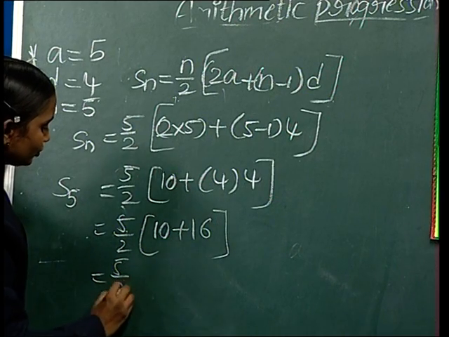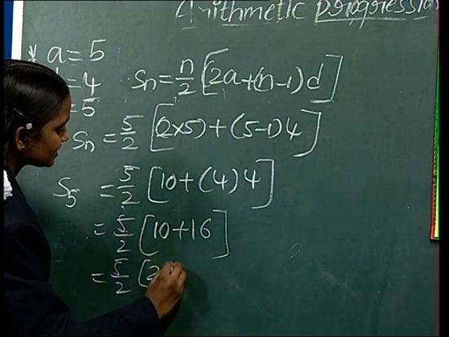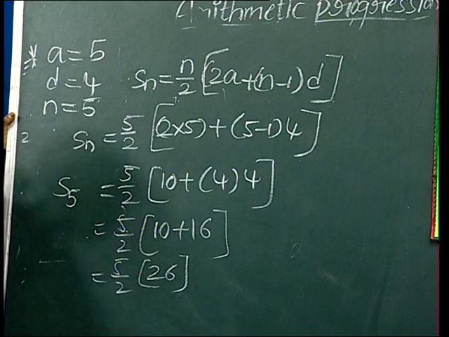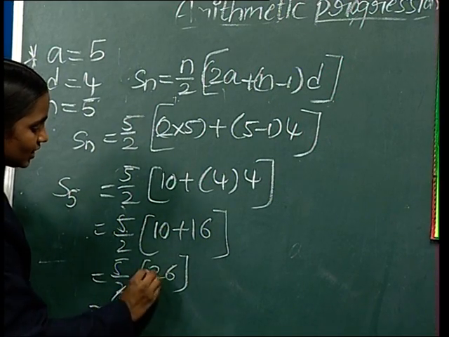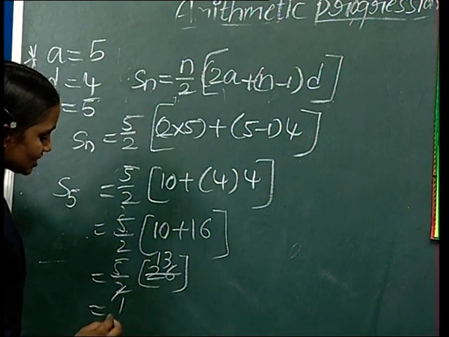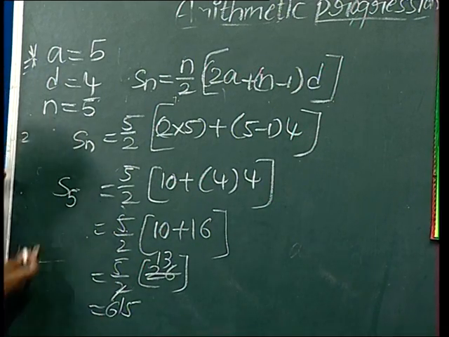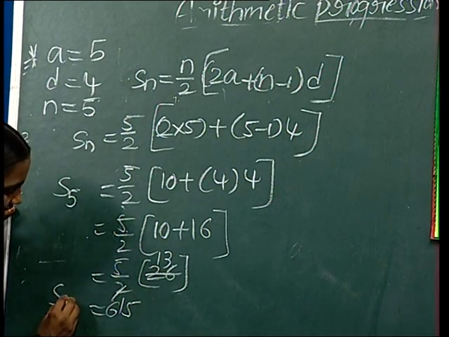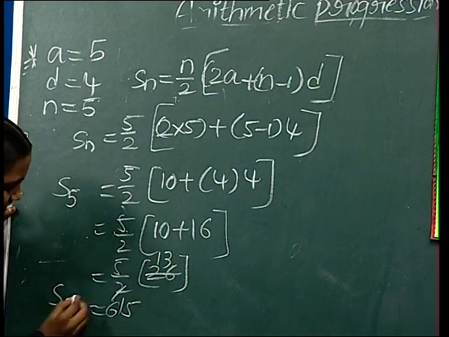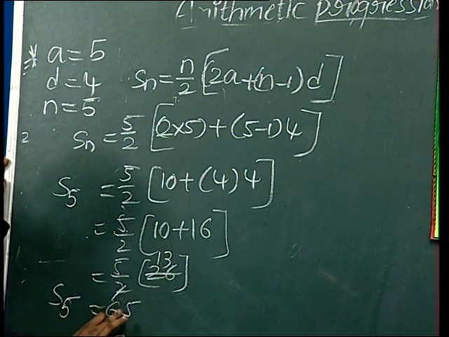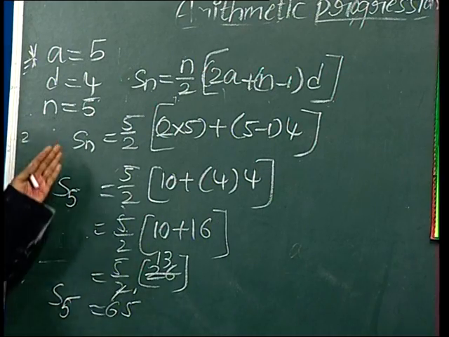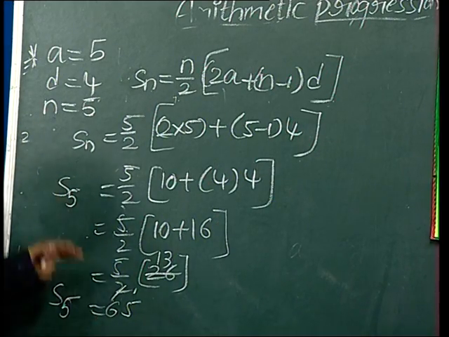Then 5 by 2 into 26, 10 plus 16, 26. Then by cancellation, 2 ones are 2, 2 threes are 6, that means 13 into 5, 65. So the sum of 5 terms of this progression is 65. Now let us check whether the sum of the 5 terms is 65 or not.